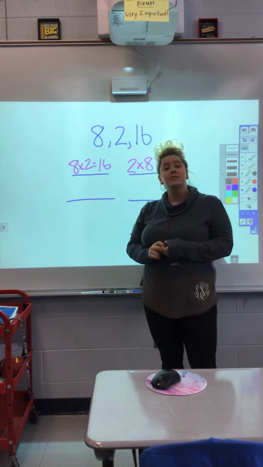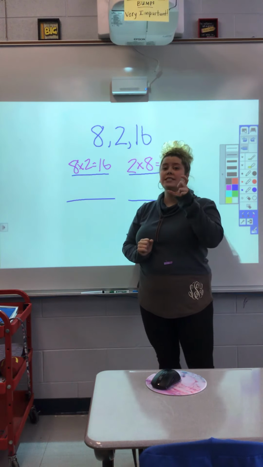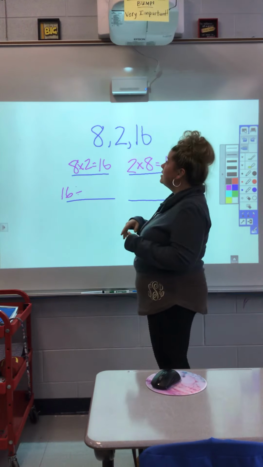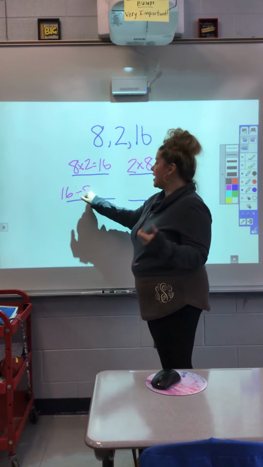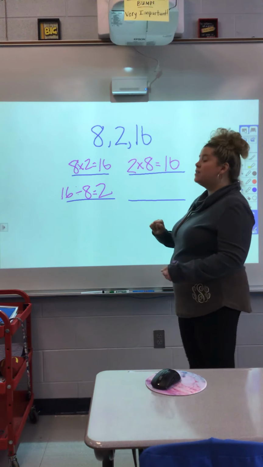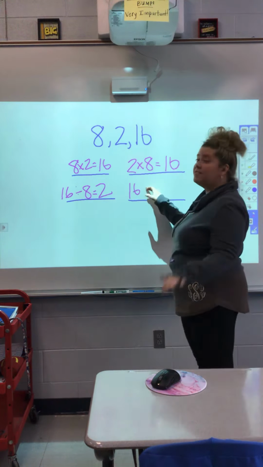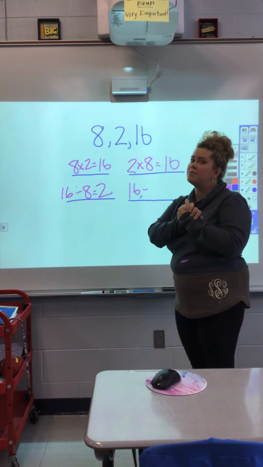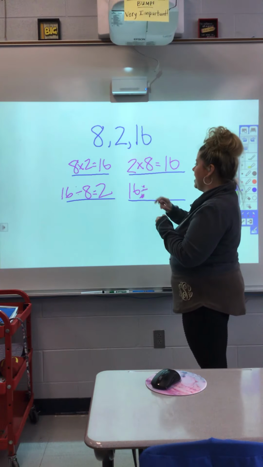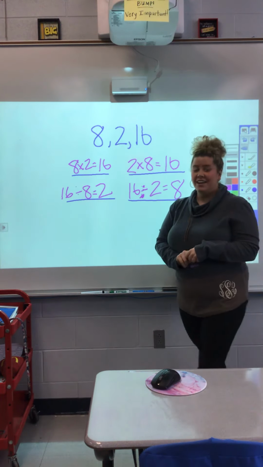What about my division problems? Just like with subtraction, my dividend always needs to be the biggest number. So I have to start with 16 divided by 8 equals 2. And then what would my other one be? I flip my quotient and my divisor. My dividend can't change. Always has to start with my biggest number. And this time, 16 divided by 2 equals 8.